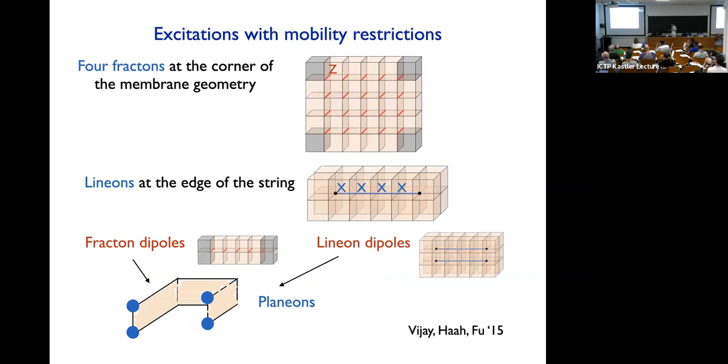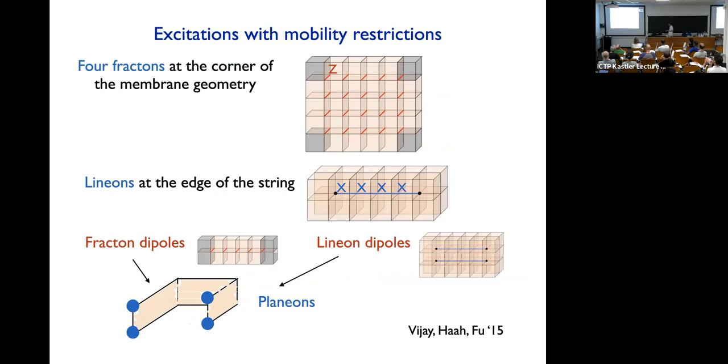Even though it looks very simple, it turns out this model actually contains a lot of interesting information. For example, if you start from a ground state, and you apply a sigma Z operator along this membrane-like object, what happens is that your cube operator at the corner gives you an eigenvalue minus one. And that's the way that you create an excitation, if you like. And if you try to move them, you have to move all these four excitations at the same time.